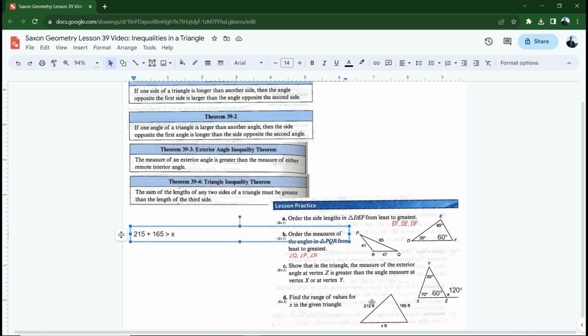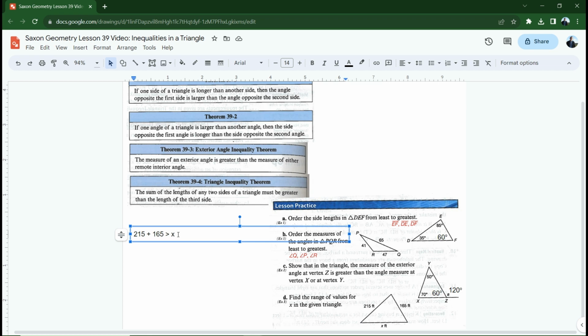Right, there's actually an infinite number of triangles that have two sides, 215 feet and 165 feet, without knowing what this angle or this angle or this angle is. So X could take on a range of values, and that's what we're trying to figure out here.